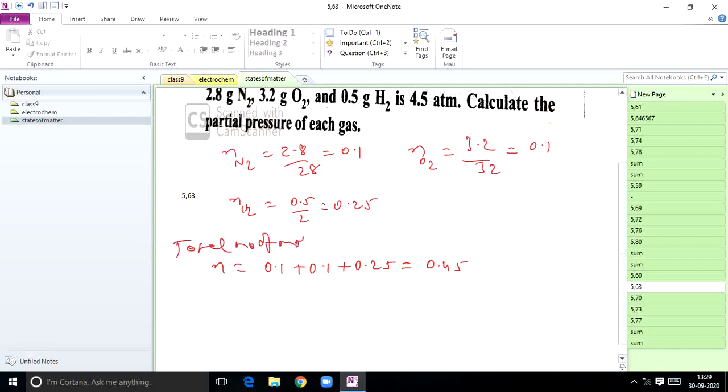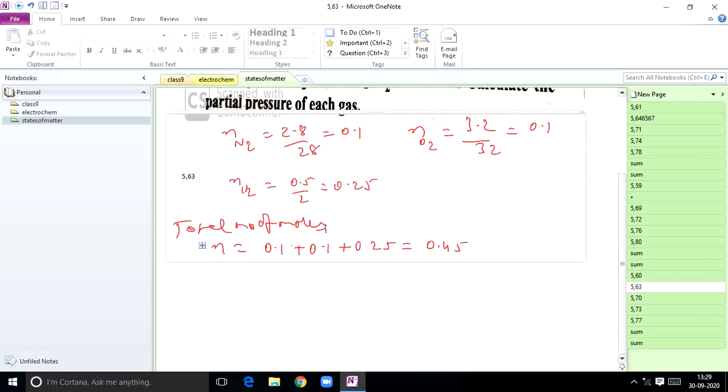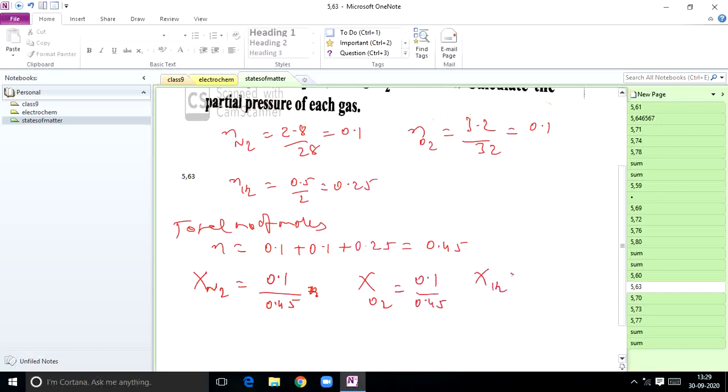Then after calculation, you calculate mole fraction. Mole fraction of nitrogen is equal to number of moles of nitrogen divided by total number of moles, 0.45. Okay, keep it like this. Mole fraction of oxygen is equal to number of moles of oxygen divided by total number of moles, 0.45. Mole fraction of hydrogen is equal to number of moles of hydrogen divided by total number of moles.